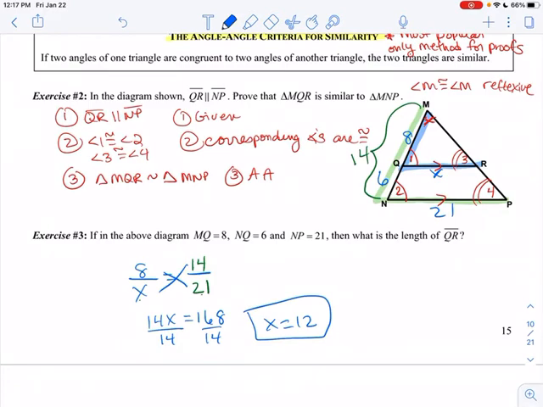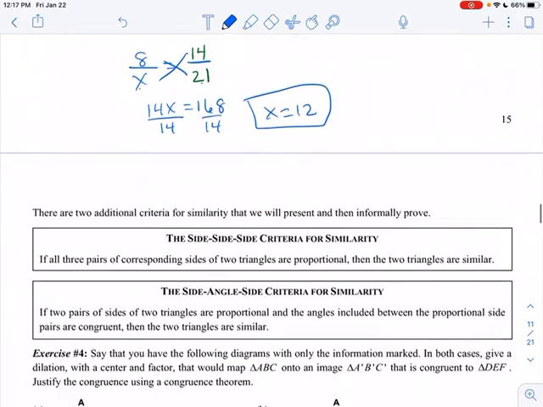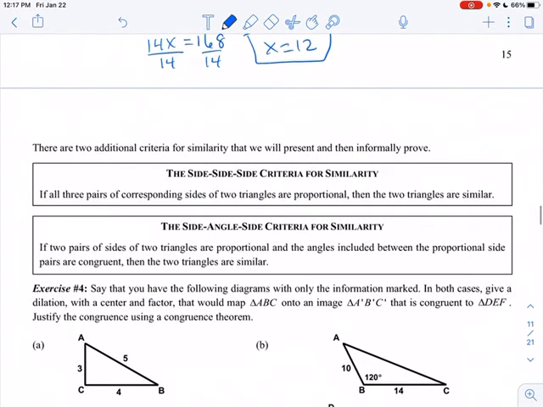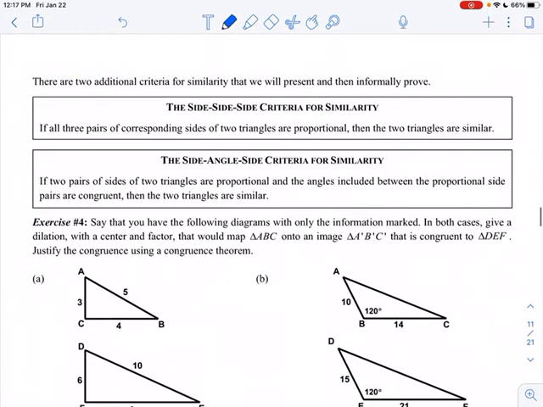All right, so similar to what we were doing yesterday. All right, let's flip this over. There are two other ways to prove triangles are similar, and that next way is the side-side-side criteria. Basically, if all three pairs of corresponding sides of two triangles are proportional, then the two triangles are similar to each other.